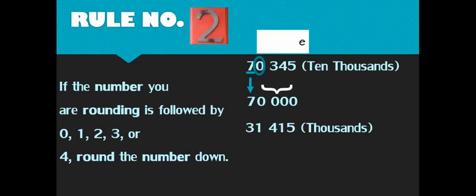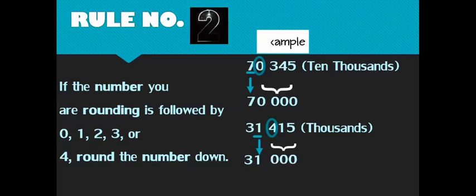Another example, 31,415. We're going to round it off to the nearest thousand. So who is in the thousands place? It is the digit 1. Who is following 1? It is the digit 4. So, according to rule number 2, if the number you are rounding is followed by 0, 1, 2, 3, or 4, round the number down. So again, you will just copy the number. The number on the left is 3. Then 1 will still become 1. Then the rest will become 0. So if we round off 31,415 to the nearest thousand, we get 31,000.